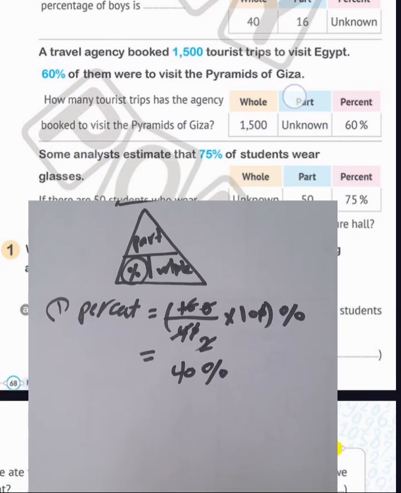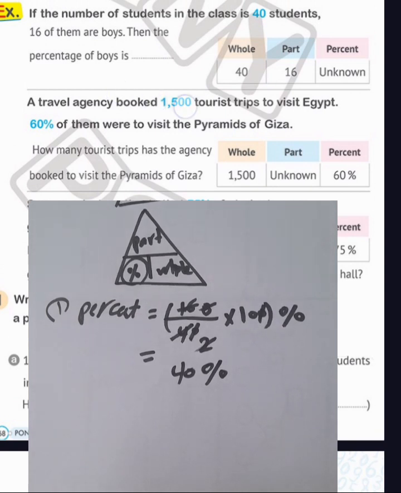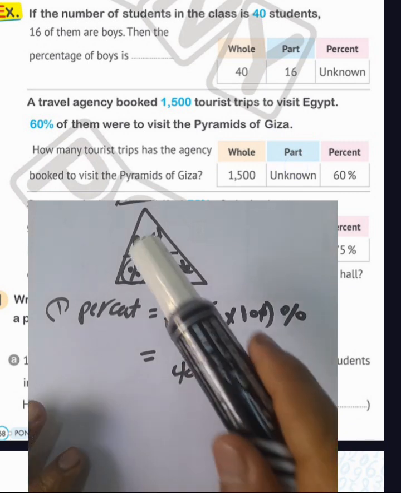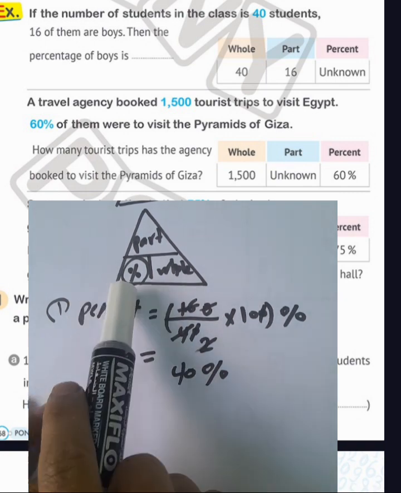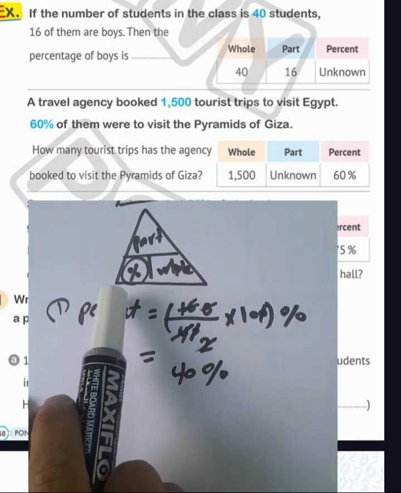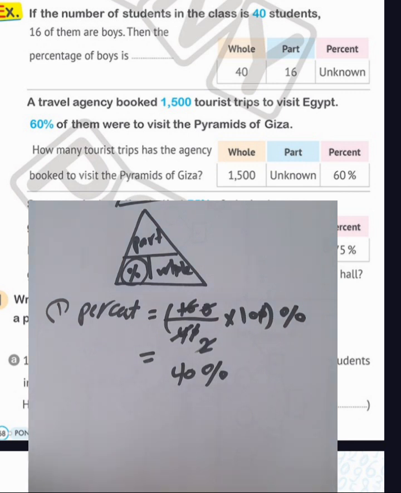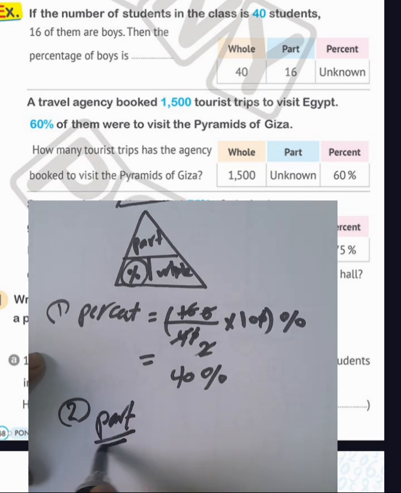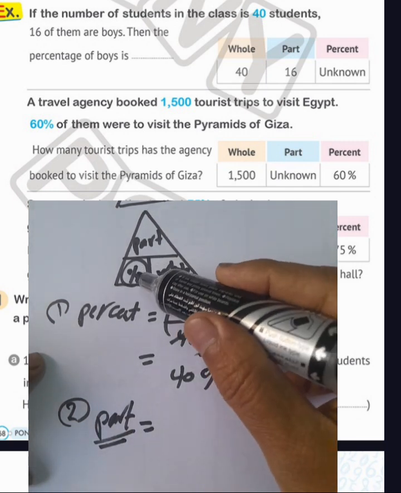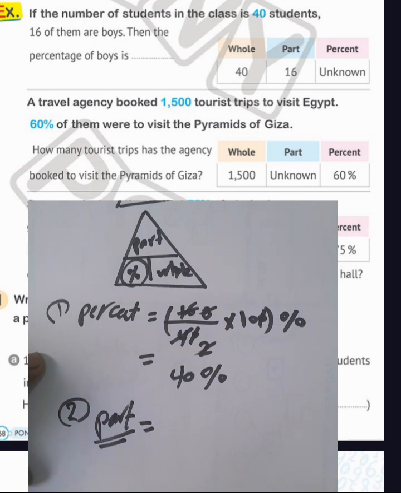Question number 2. A travel agency booked 1,500 tourist trips to visit Egypt. 60% of them were to visit the pyramid of Giza. The unknown here is the part. To find the part, you must find the product of the percent and the whole, the total number. From this example, 1,500 multiplied by 60%, right?